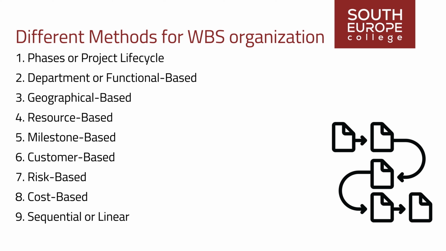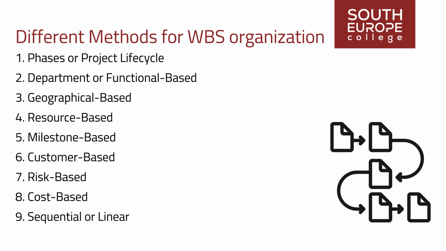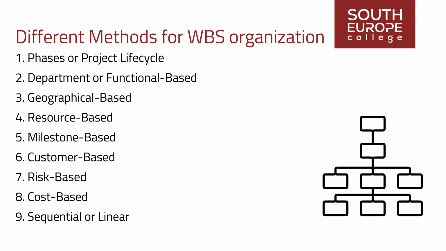9. Sequential or linear. Organize the WBS in a sequential or linear fashion, where tasks or activities are listed in the order they need to be completed. This approach is useful for projects with a clear, sequential flow. The choice of the organizational structure for the WBS depends on the nature of the project, its complexity, and the specific needs of the project team and stakeholders. Often, a combination of these approaches is used to create a comprehensive and effective work breakdown structure.